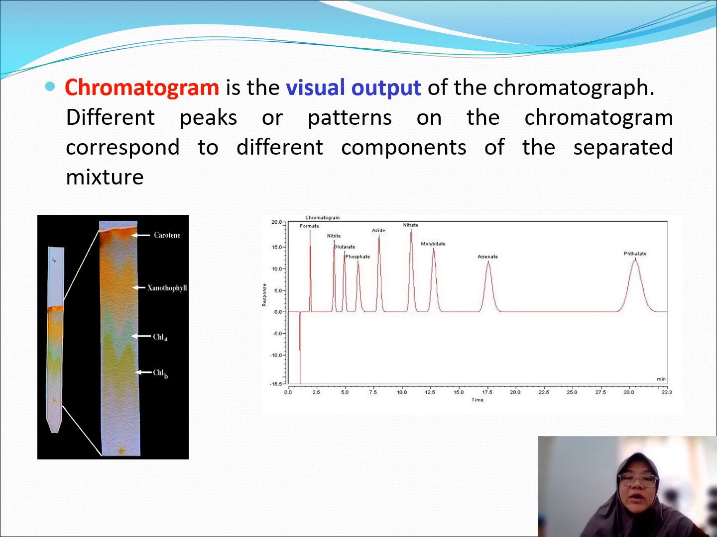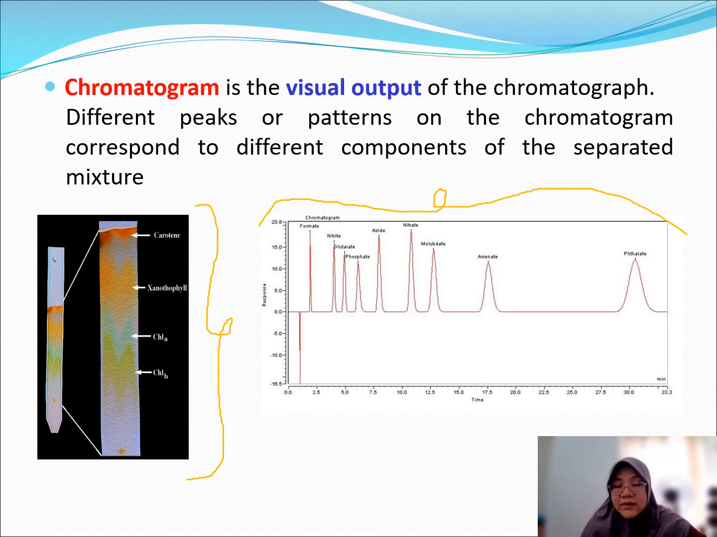Alright, so a chromatogram is the visual output of the chromatograph. So when you run the chromatograph process to separate the mixture inside the solvent mixture, we will see two types of results. This one is the paper chromatography, and this one is a graph that comes out from the machine when you run your samples.